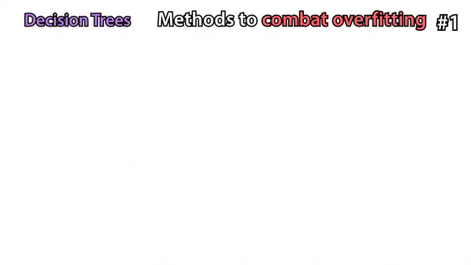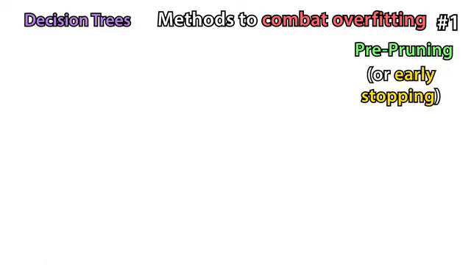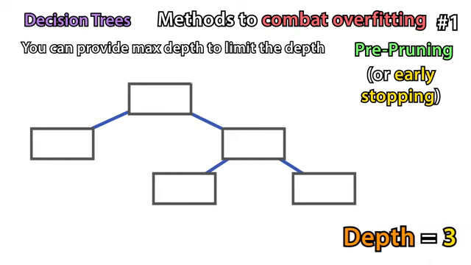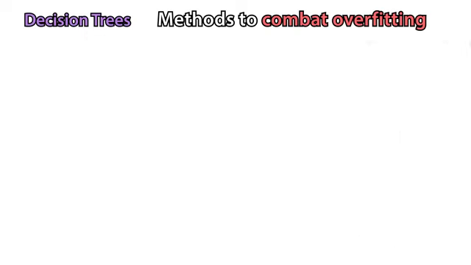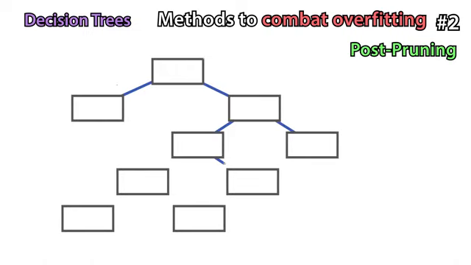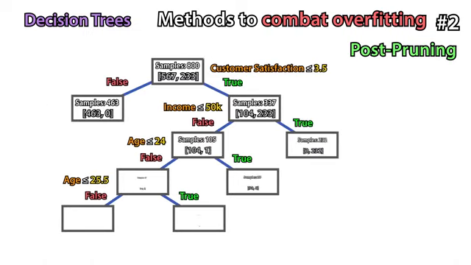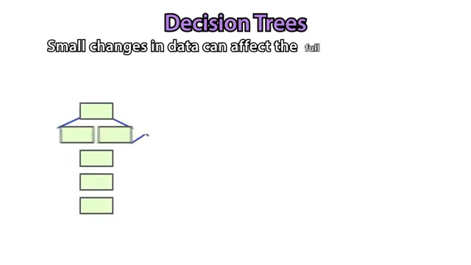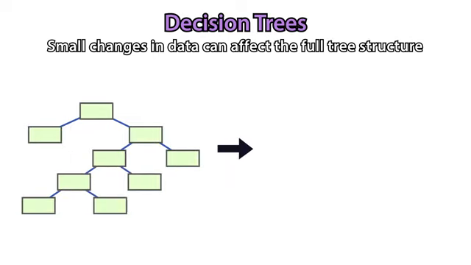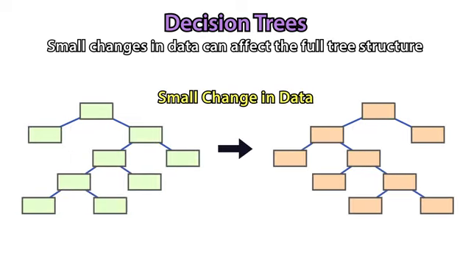There are two common ways to avoid the model becoming too complex. Firstly, you can pre-prune it, also known as early stopping. You can achieve it in different ways. For example, you can provide a max depth that will limit the maximum depth of the tree. The second method is post-pruning, which involves fully growing the tree and then removing branches that add little value to model accuracy. Another main disadvantage of decision trees is that small changes in the data can lead to completely different tree structures.